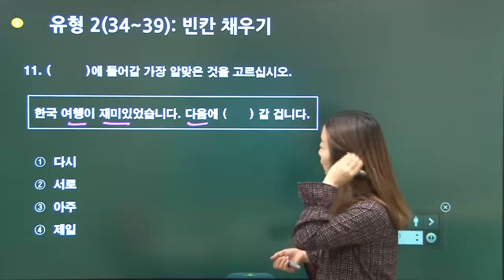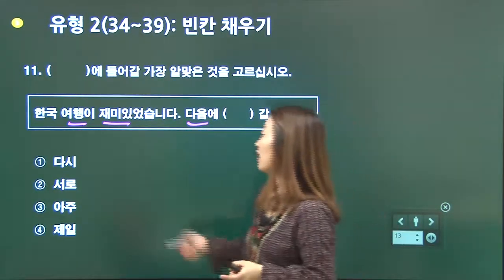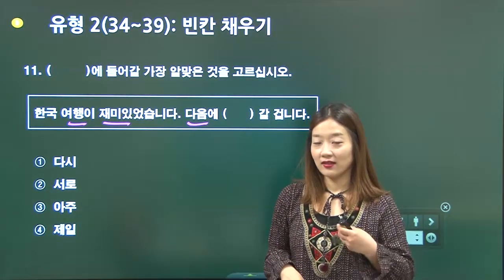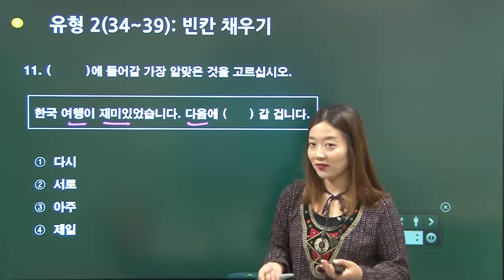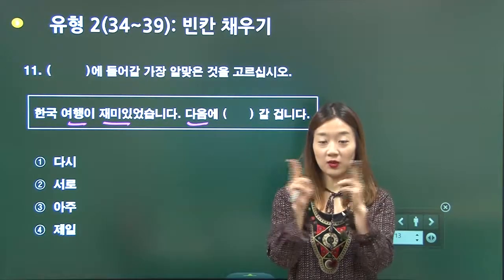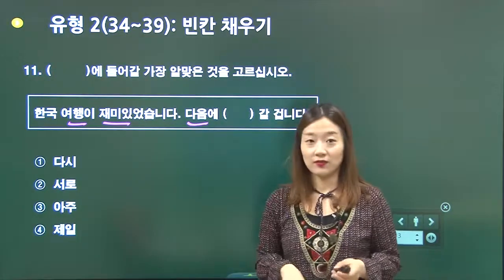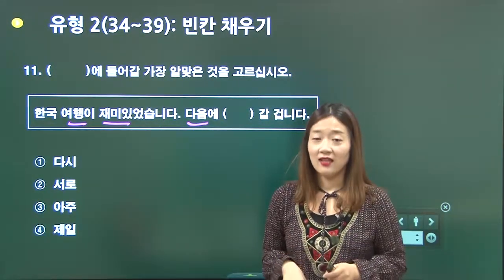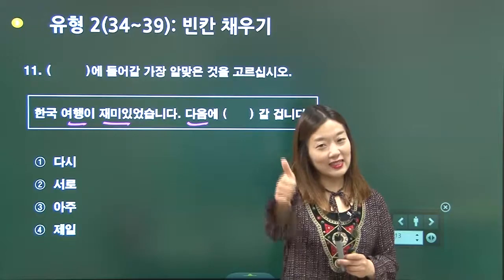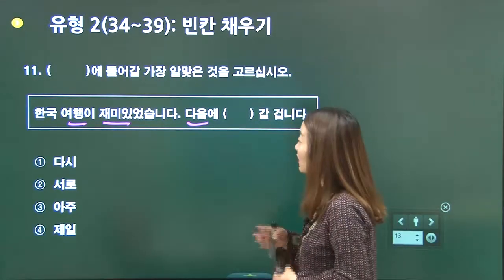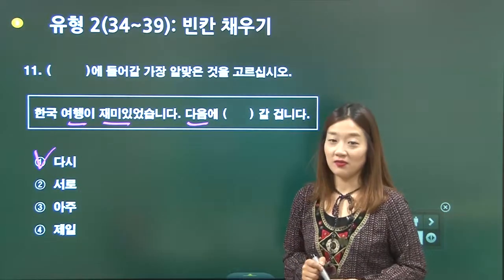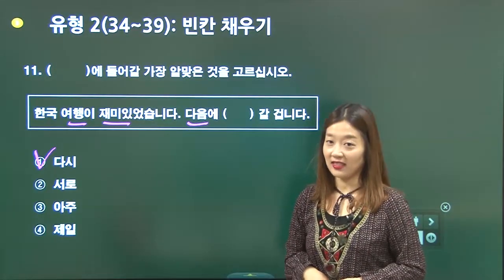So, we need to find the word again in Korean. Number one, 다시. 다시 means keep doing this over and over, means again, right? Number two, 서로. Here the two people. 서로, each other. And then number three, 아주. So much. I love you so much. 나는 너를 아주 좋아해. Number four, 제일. You're the best. 네가 제일이야. You're the best. Okay. So, here we go. The right word for here. 다시. 한국 여행이 재미있었습니다. 다음에 다시 갈 겁니다.